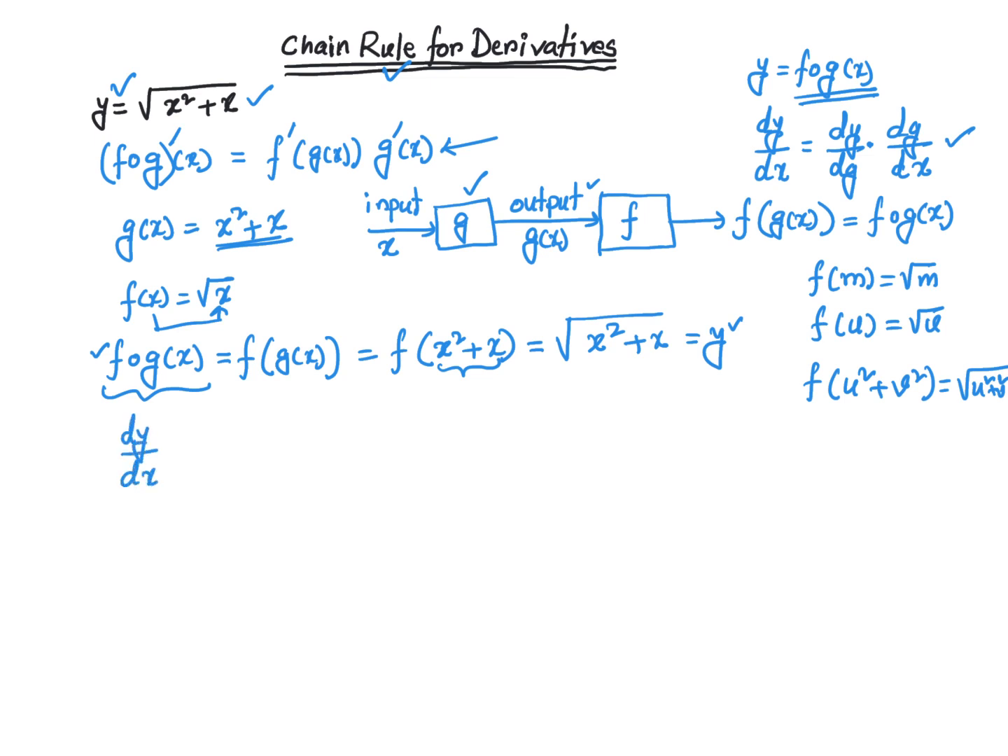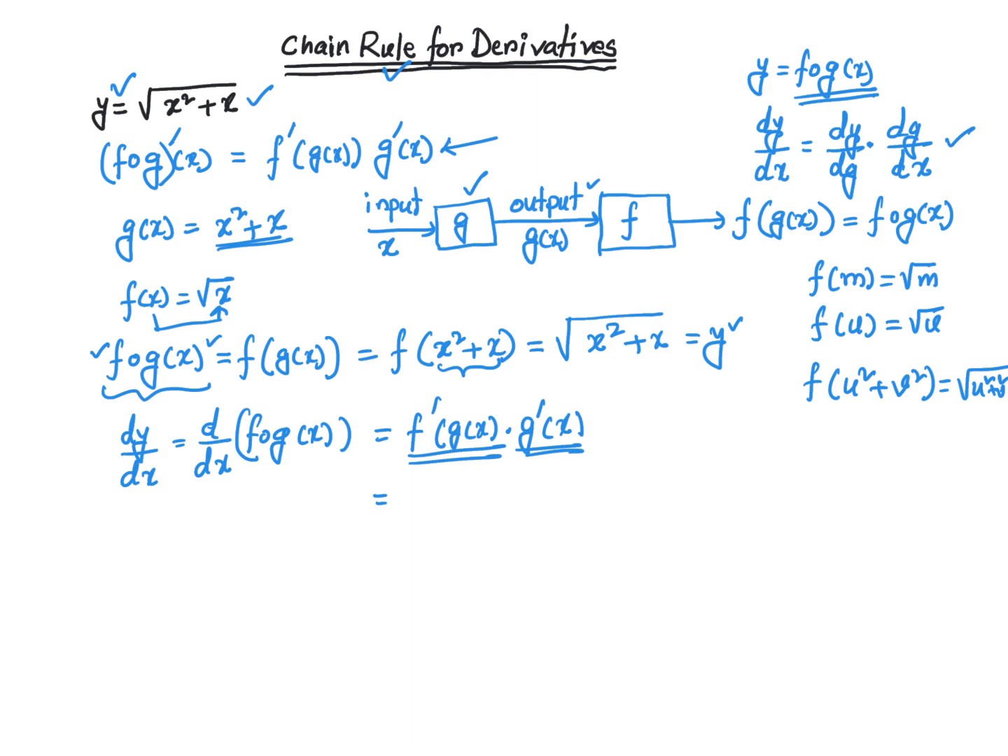dy over dx is going to be the derivative of d over dx of f composed with g of x, and that is going to be f prime of g of x times g prime of x. At this point, you have to simplify these two things.